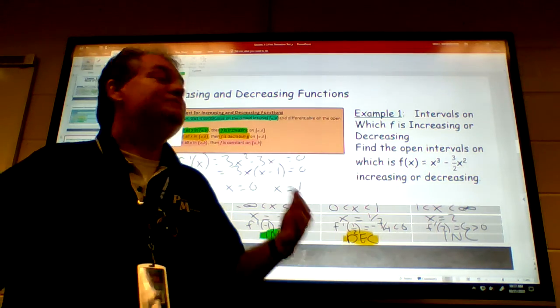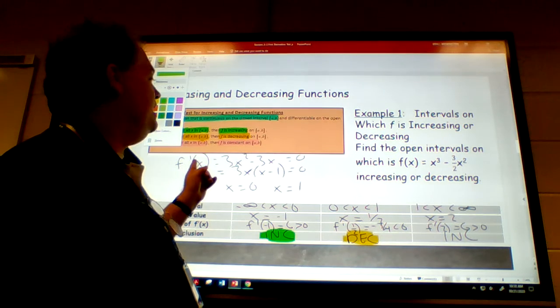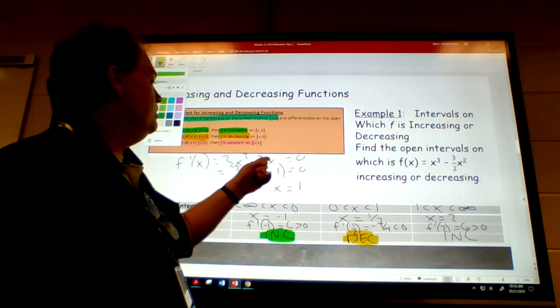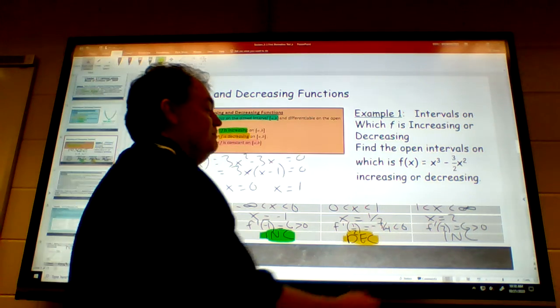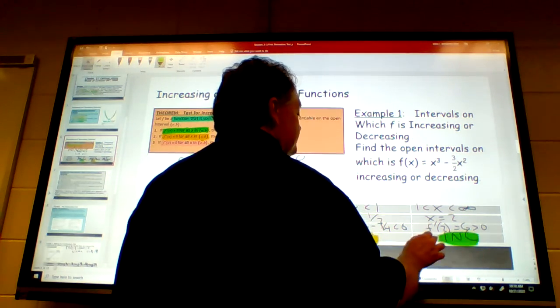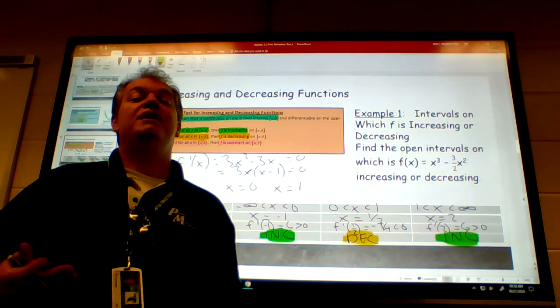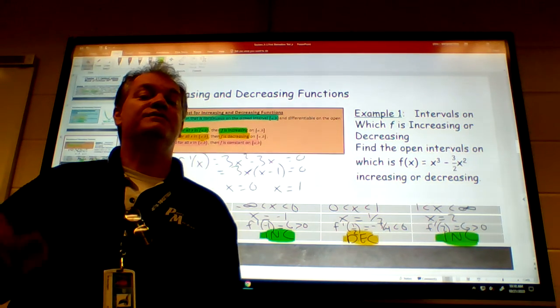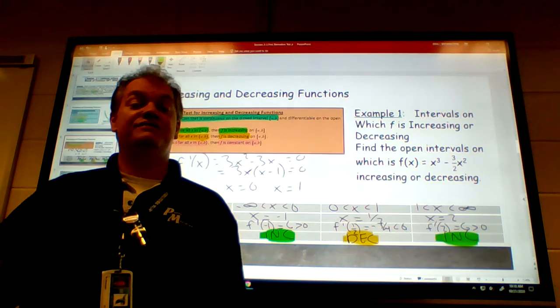And then the last one, from 1 to infinity, I chose 2. Choose an easy number. Plug it in to f prime. So f prime of 2, when I plug it in here, is going to give me a value of 6, which is positive. So therefore, it is an increasing function. So if the derivative at your test value is positive, the function's increasing. If the derivative is negative, then that means it's decreasing. And if it's 0, then that means it's just a flat curve.